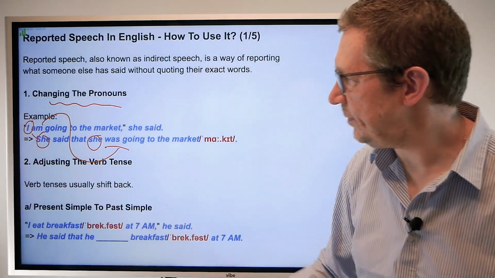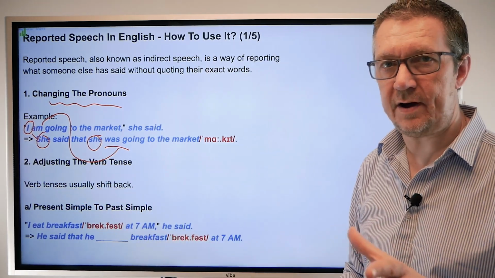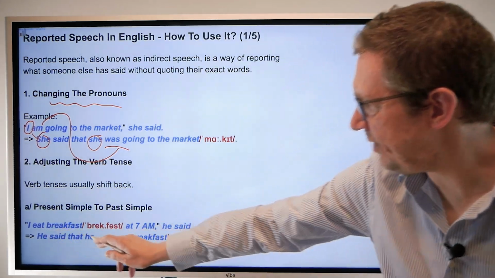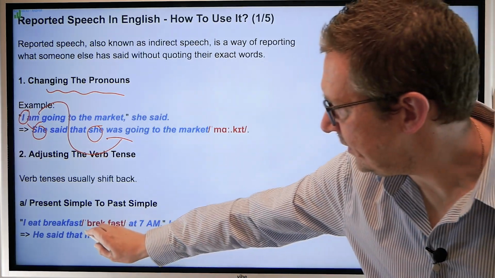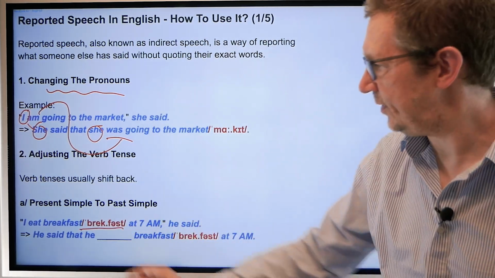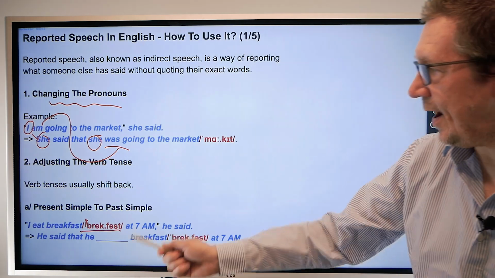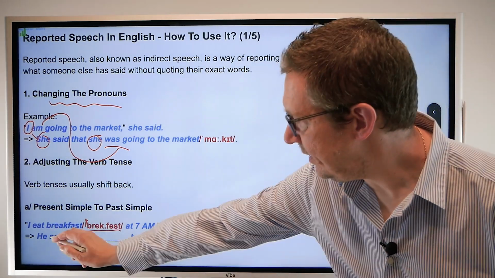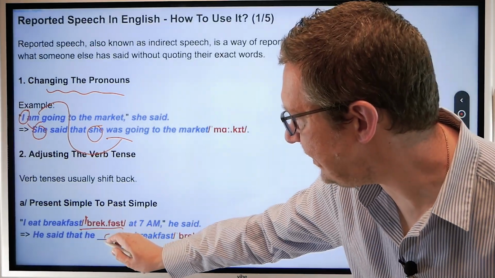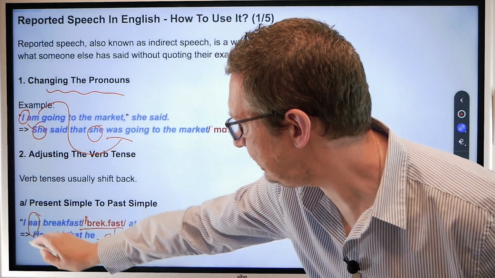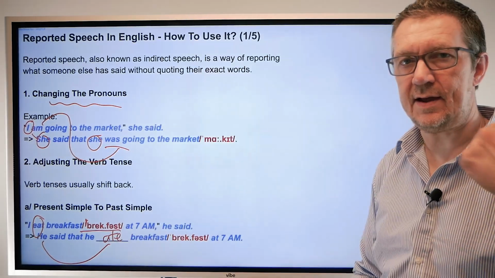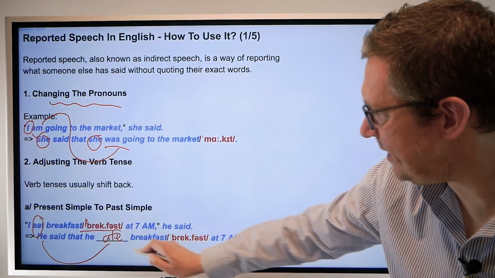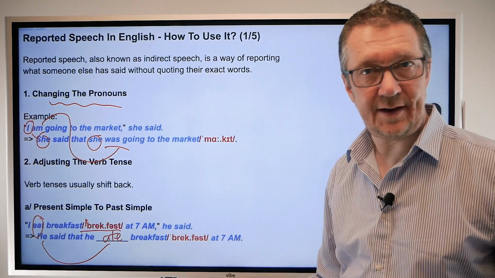Okay, adjusting verb tense, present simple to past simple. Okay, this is the easiest one, the most simple one. I eat breakfast at 7 a.m. Let's have a look at this. Breakfast. This is where our stress is. I eat breakfast at 7 a.m. He said. So we then say, he said that he ate. So we go from eat to ate. Okay, eat to ate, from present simple to past simple. He said he ate breakfast at 7 a.m. That's how we report that.